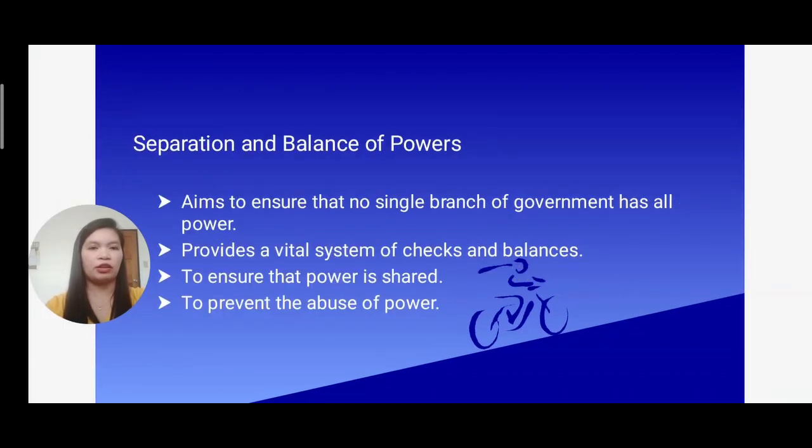Democracy is not only characterized by the separation but also by the balance of powers. Balance aims to ensure that no single branch of government has all power, and provides a vital system of checks and balances to ensure that power is shared, and to prevent the abuse of power.